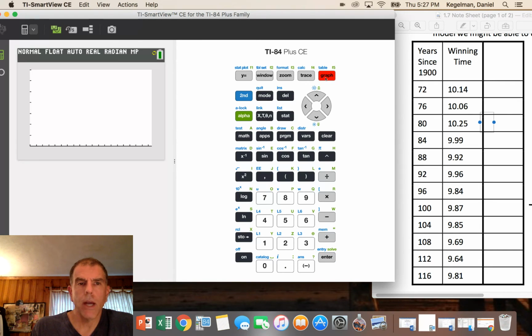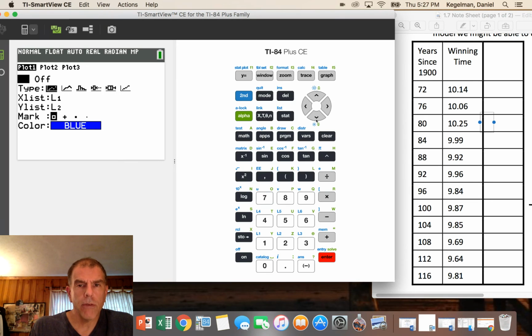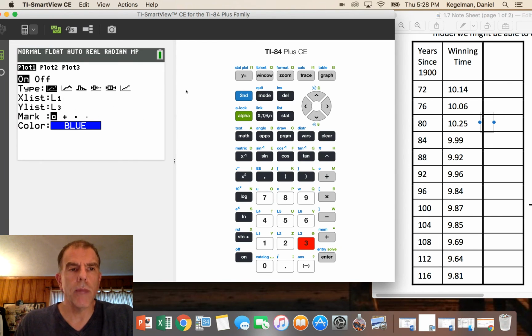Now, if we hit graph now, we're not going to see much because our scatter plot that's stored in there is still the one that's comparing list 1 and list 2. And now we're interested in comparing list 1 and list 3. So I'm going to hit second, y equals, and in this plot 1 that's turned on now, I'm going to hit enter. And instead of having L1 and L2, I want to change L2 to L3. So I scroll down here, and I just want to take L2 out and replace it with list 3. So list 3, you'll see right there is the second 3 button. And now my scatter plot will be plotting L1 in my x-axis and L3 in my y-axis. We can go from there.